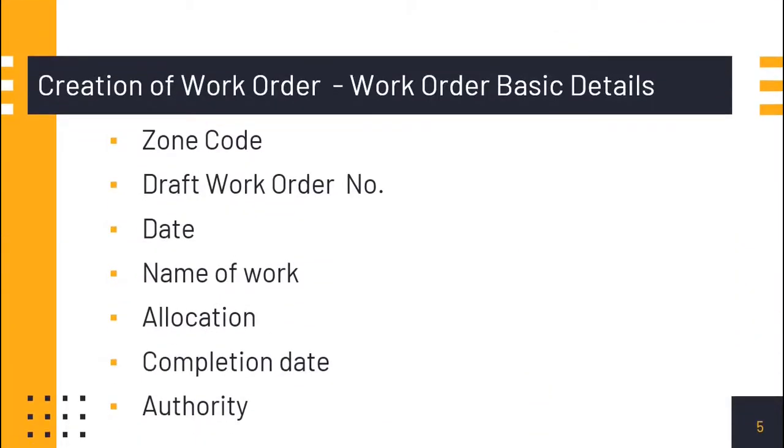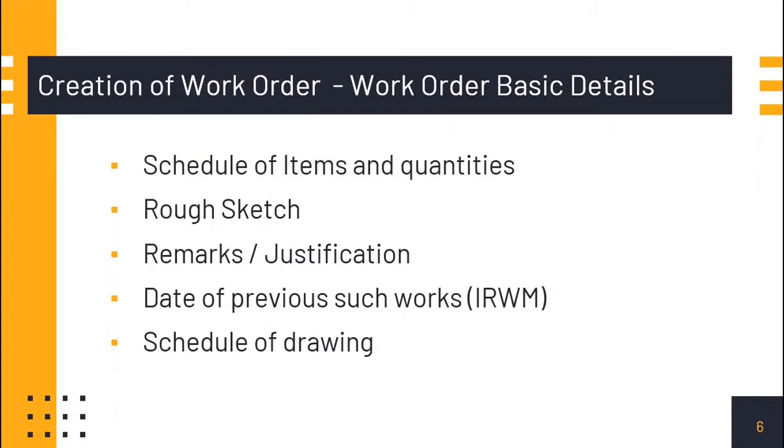Before creating the work order, we need to keep all these details ready in our hand to proceed further. We need a zone code, that is A1, B1, C2, whatever the code of your concerned zone is. Draft work order number, then date for the work order, name of work, allocation, completion date, authority. Authority is obviously DRM works of that concerned division. And we need the schedule of items and quantities.